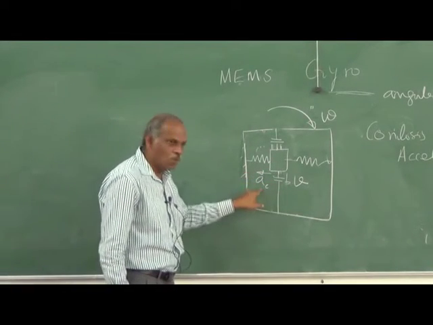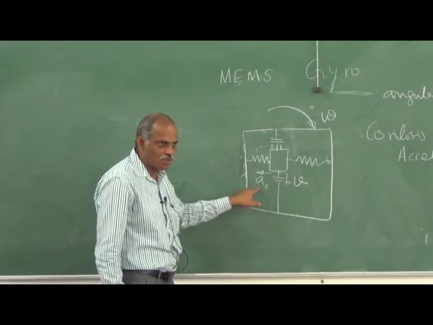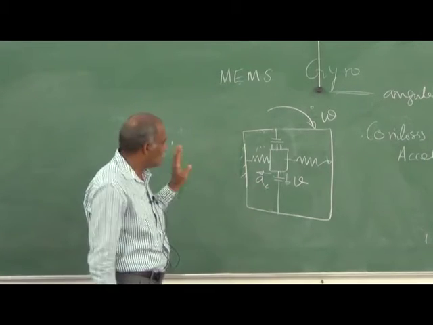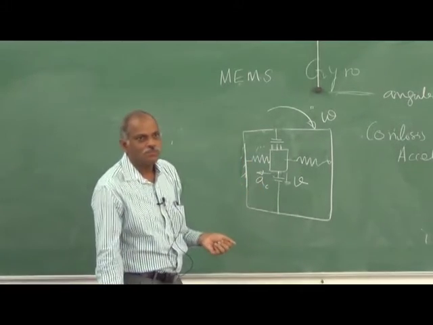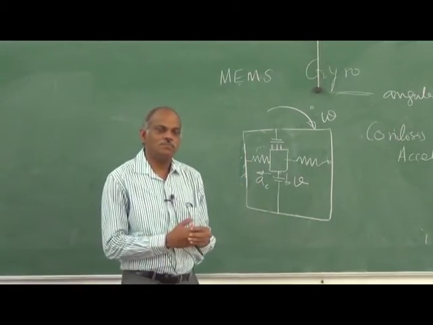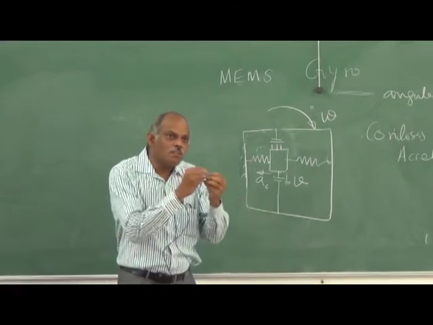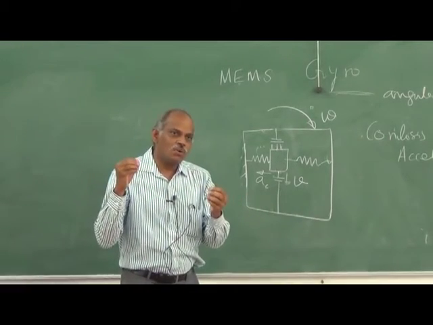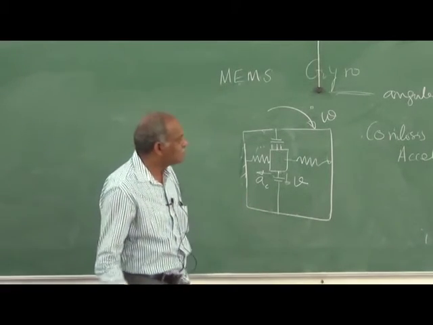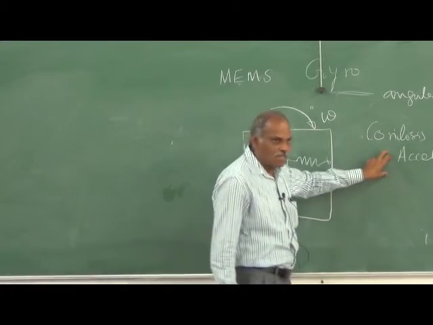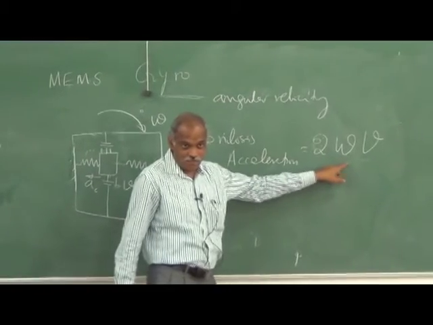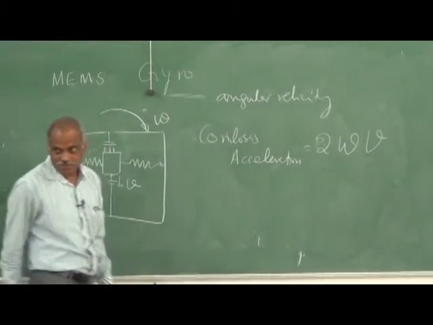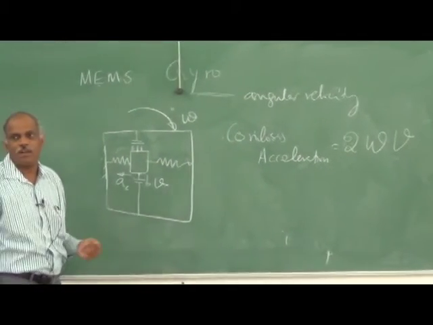So it will be related to the force. Coriolis force is also equal to m times a_c. So by measuring the deflection in this direction, what will it measure? It will measure the Coriolis acceleration. That Coriolis acceleration is proportional to omega. If you know what v is, you can find out what omega is.